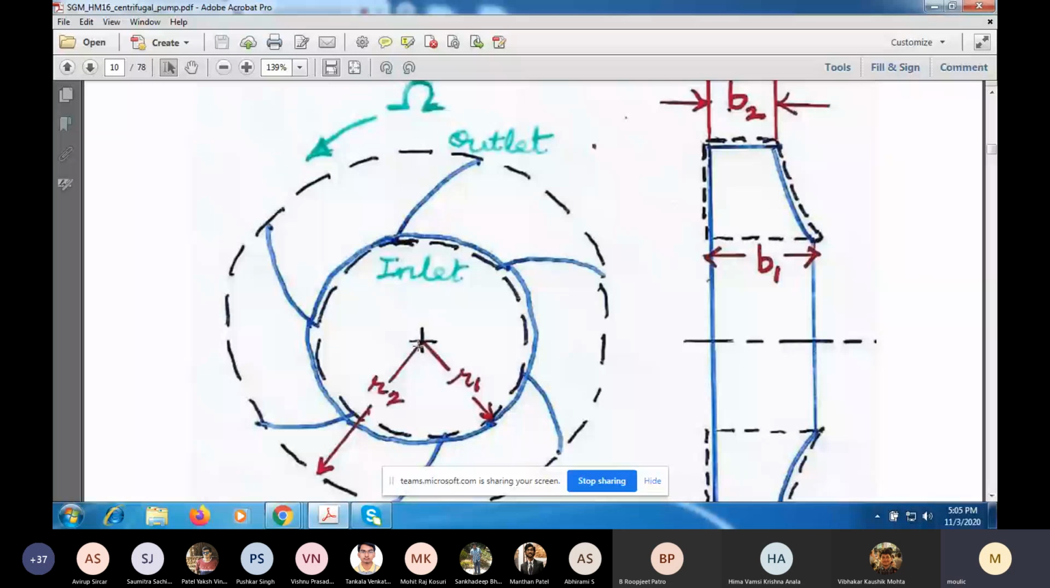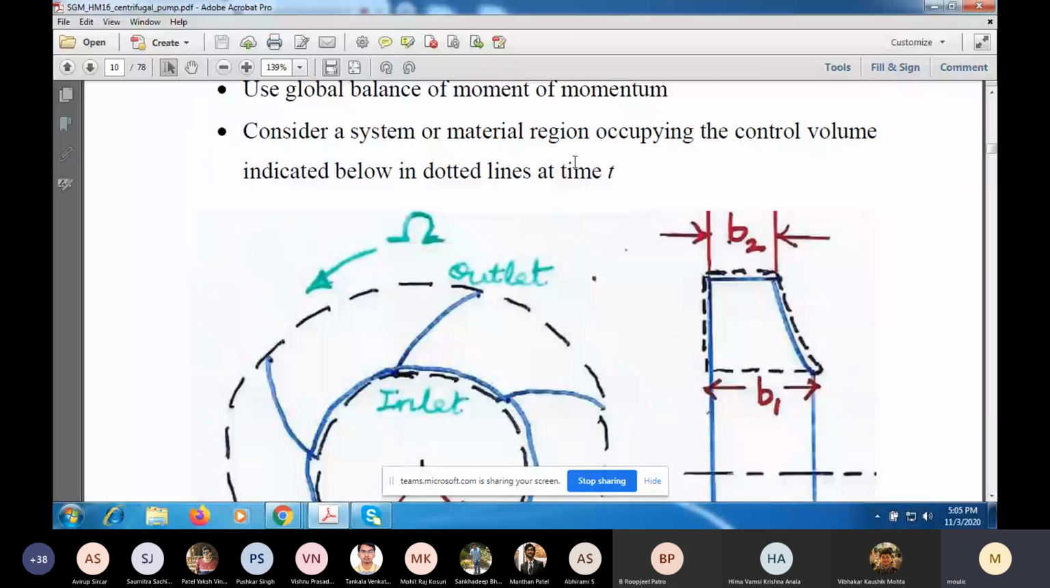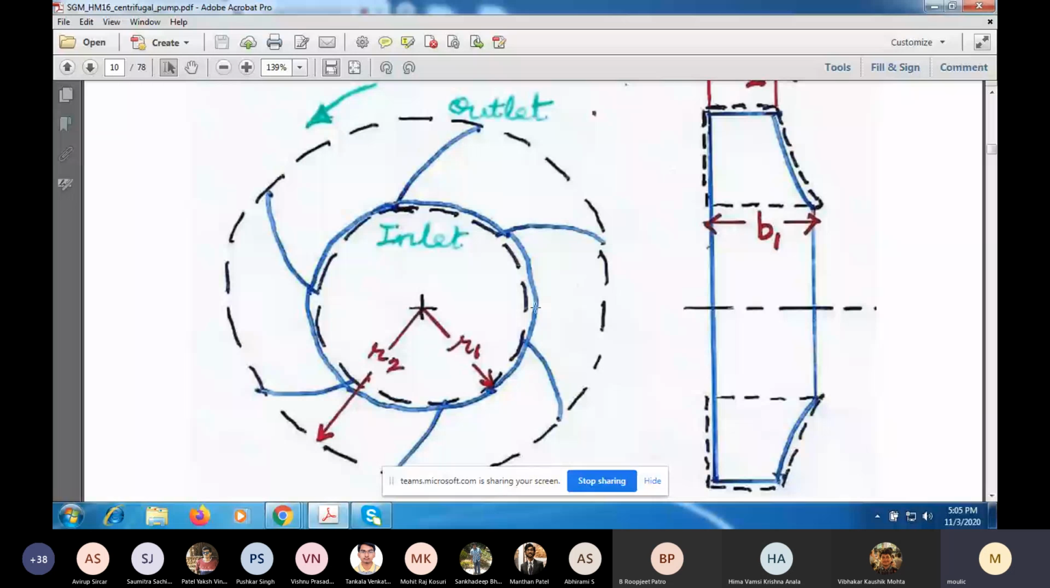So we consider the system or material region, the chunk of fluid which occupies the control volume which has been indicated in dotted lines at time instant t. I've given you two views. These are engineering diagrams. This dotted circle here is the inlet of the impeller region, or the outlet of the eye. The eye is the central part of the impeller. And this dotted circle over here is the outlet.